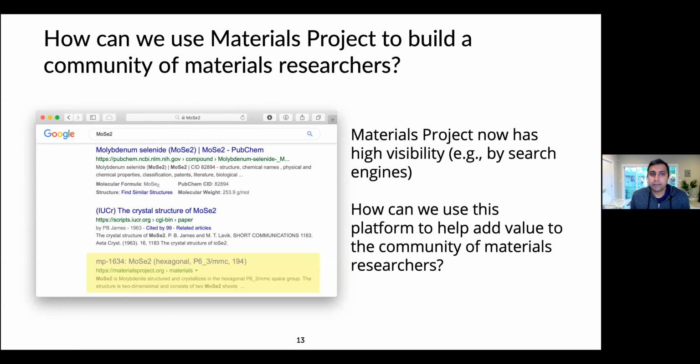What we wanted to do was to leverage the Materials Project to help build a larger community of materials researchers. For example, the Materials Project has high visibility, in the sense that if you go to Google and search for molybdenum diselenide, the first result is from PubChem. The second one is the original paper about the crystal structure. But then the third link is the Materials Project details page for molybdenum diselenide.